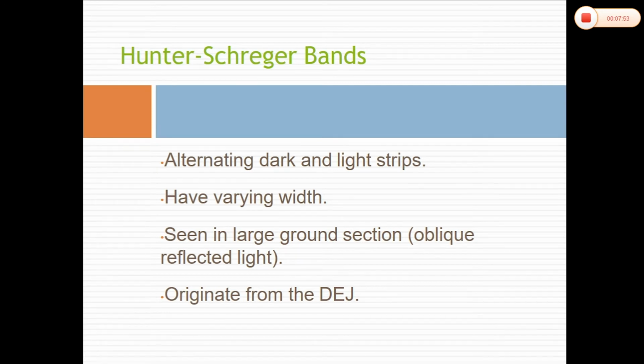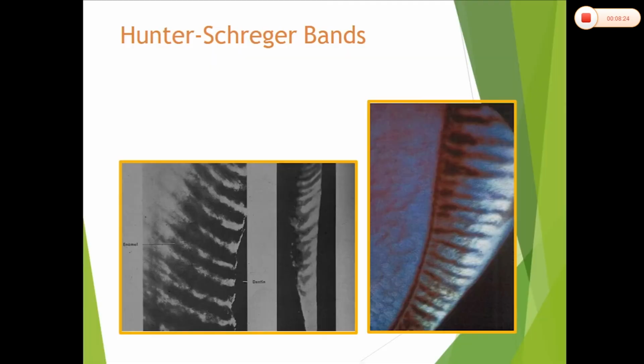Also you can observe what we call Hunter-Schreger bands. Within the enamel section, Hunter-Schreger bands appear. What are Hunter-Schreger bands? They are an optical phenomenon of alternating dark and light strips of varying width, seen in large ground sections in oblique reflected light, originating from the dentino-enamel junction. They are dark and light layers of varying width. Here are the Hunter-Schreger bands. This is the pale and this is the darker area. Pale and dark, or light and dark area. Also, these are the Hunter-Schreger bands.